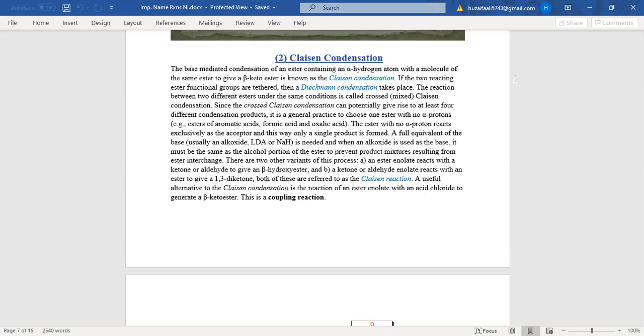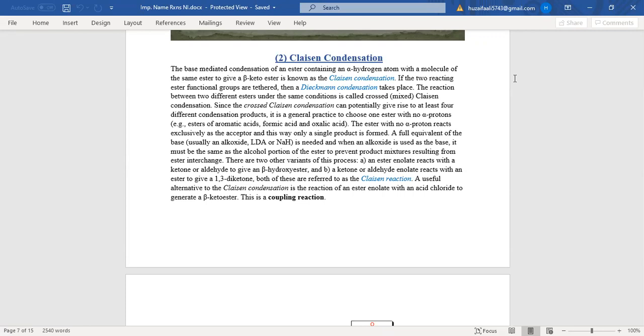There are two other variants of this process. A, an ester enolate reacts with a ketone or aldehyde to give a beta hydroxy ester, and B, a ketone or aldehyde enolate reacts with an ester to give a 1,3-diketone. Both of these are referred to as the Claisen reaction.